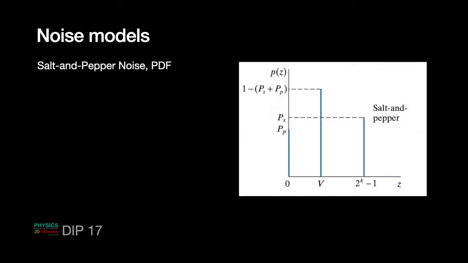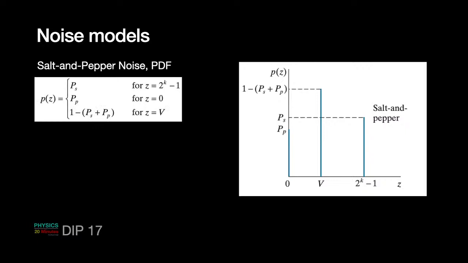Salt and pepper noise PDF, that again we are quite familiar with. Remember there's one set of pixels which has become white or very bright, and another set of pixels which has become dark or very dark. Technically we define it in this manner. For z equal to 2 power k minus 1, which is the highest intensity level, for example, if k is 8, then 2 power 8 is 256, minus 1 is 255. So for z equal to 255, it gives the probability of the salt noise, very bright or white spots.